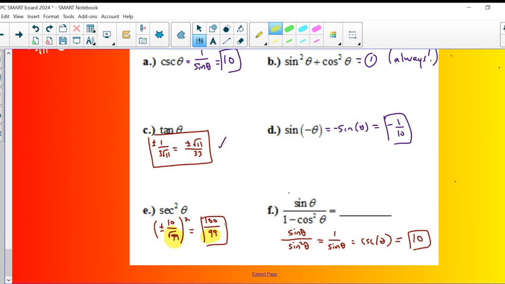So that was easy to get 99. And then a little bit more simplification. I know, for example, for F, 1 minus cosine squared is sine squared. And then one of the sines cancels, so it's just 1 over sine, which is cosecant, which is going to be 10. So hopefully those made sense. I apologize for misleading you on the other video. But now we've completed all of that.